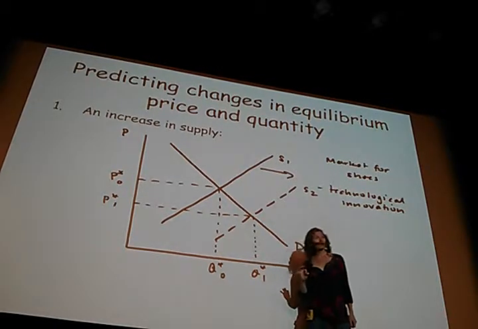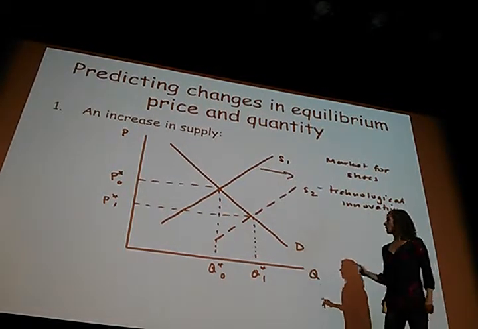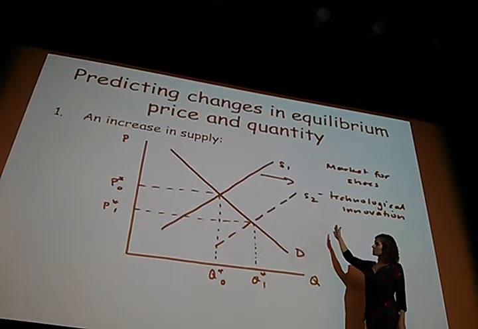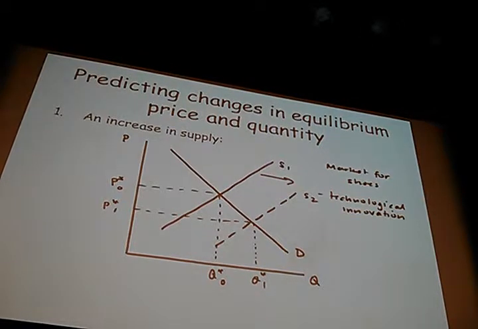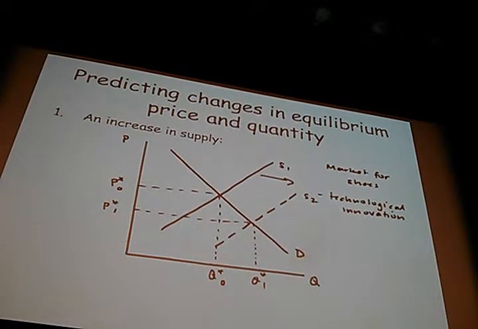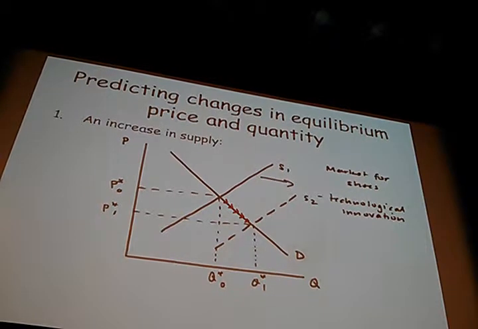Now just a couple technical points while we're looking at this. This increase in the supply of shoes also leads to an increase in the quantity of shoes demanded. So the price of shoes started off at P star naught, and the quantity demanded increased along the demand curve.